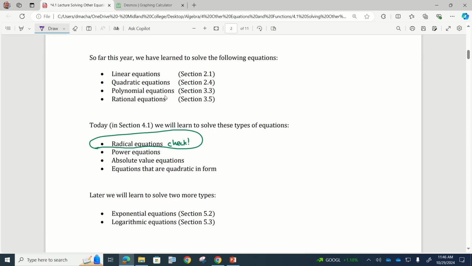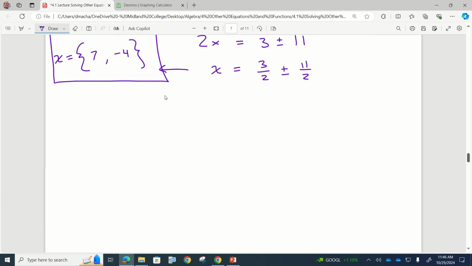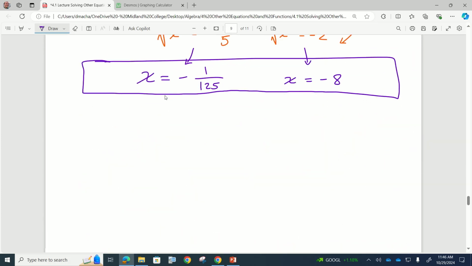So if you know how to identify linear, quadratic, polynomial, and rational equations, you know how to identify radical, power, and absolute value equations. If you've got an equation that doesn't look like any of those other things, chances are you need to find a substitution to make it a quadratic. That's the only thing I can tell you: if you don't know of another strategy to solve the equation, then maybe start thinking about how I could substitute to make this a quadratic equation. Yeah, I've got more examples for you.